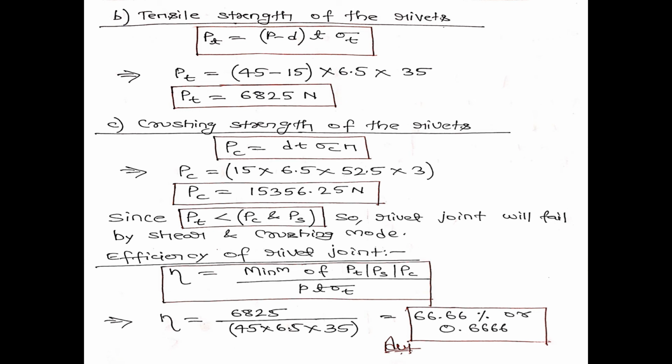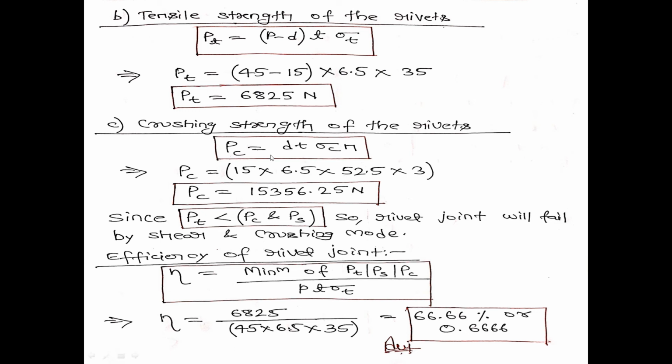Crushing strength of the rivet, that is PC, is given by D into T into sigma C into N. Again D, T, sigma C and N values are provided in the problem. Just substitute these values and get the value of PC. I got PC as 15,356.25 Newton. Now let us compare this PC, PT and PS value.